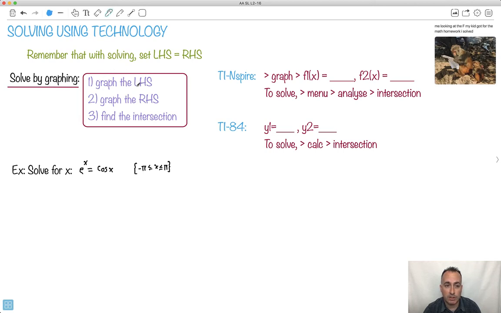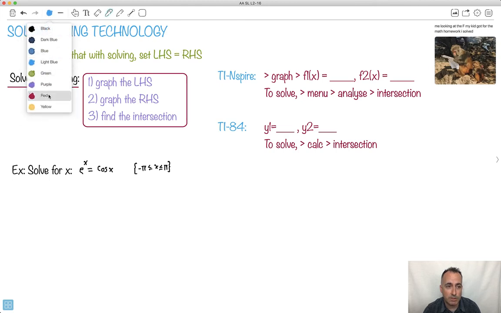So we can actually do a graph of the left-hand side as its own equation. We can do the graph of the right-hand side as its own equation. The idea then is just to find the intersection. That's because what it means to be equal means same as, right? So that's where the two graphs meet.